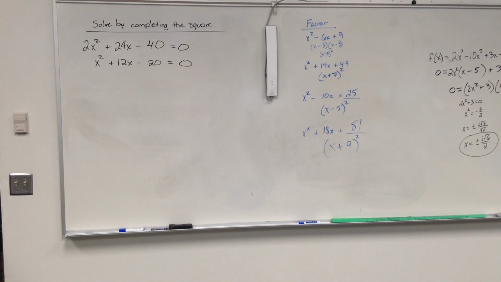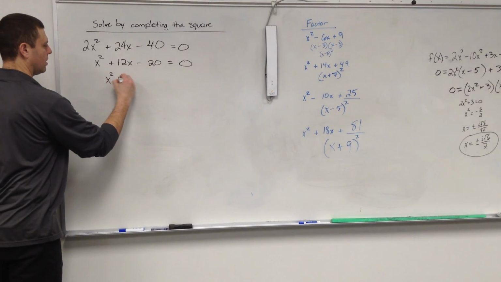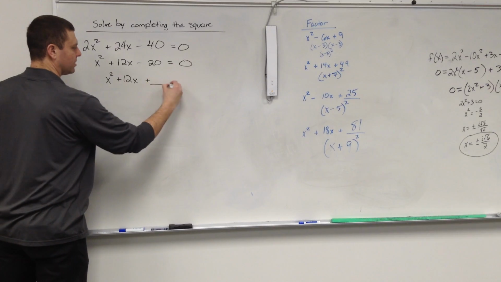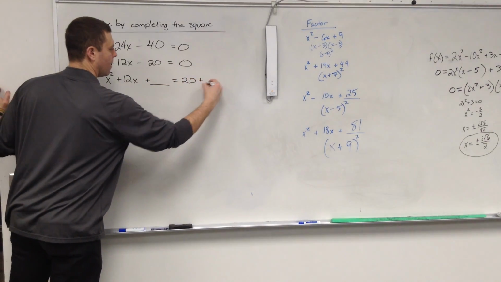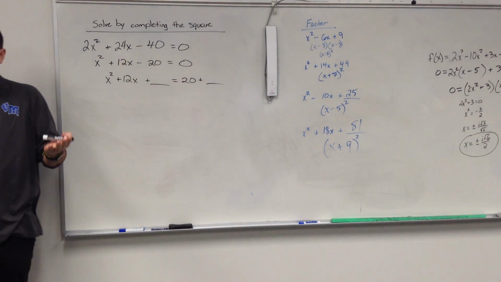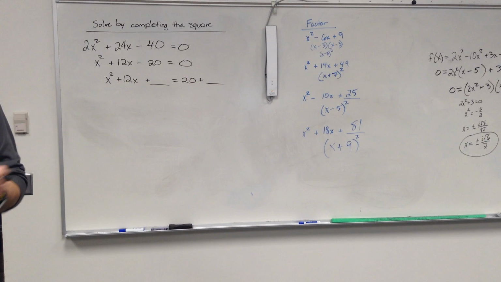So I'm actually going to move that negative 20 over to the other side. In order to move a negative 20, I would just add 20 to both sides. So all I've done is I've moved the 20 over to the other side. Now, this is an equation. It's like a balance. I have something is equal to something.